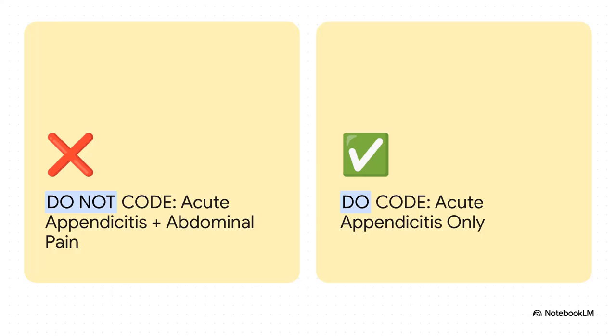Let's put this into perspective with a clinical example. Say a patient is diagnosed with acute appendicitis. They obviously are going to have severe abdominal pain, right? So you code the appendicitis, but if you add a separate code for that abdominal pain, no way. That is a massive compliance violation. Just imagine a giant red X slashing right through that pain code on the chart. Integral symptoms mean do not code them separately.